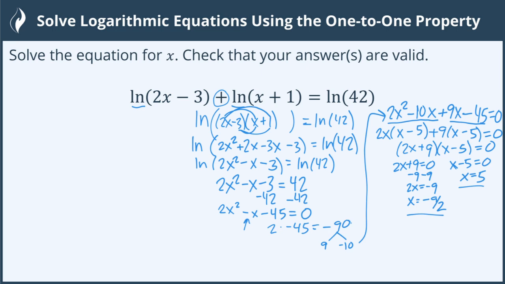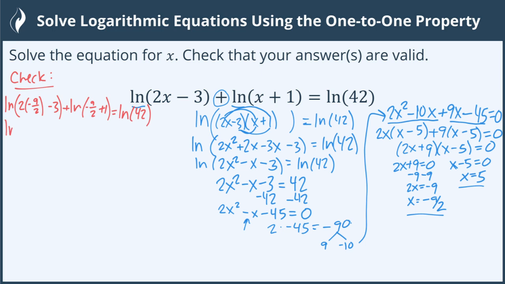I say potential because when we're working with logarithms, we always have to check our work to see if we have any extraneous solutions. So let's check up here. And I'm going to check by plugging in these values into the original function. So let's start with negative 9 halves. So I'm going to plug in a negative 9 halves wherever I see an x, plus natural log of negative 9 halves plus 1. I want to see if that's the same as natural log of 42.